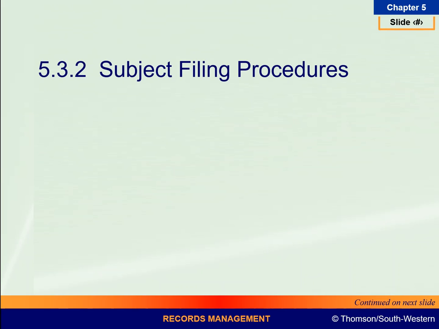So now we are going to continue to part 2 for the topic subject records management. Before this, we have learned that there are specific filing procedures for each type of records management. The numeric records management has its own filing procedure, as well as the geographic records management. And for the subject filing procedures, we have 7. So let's proceed.